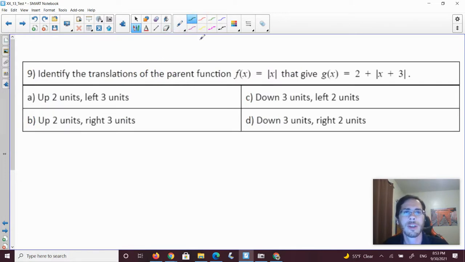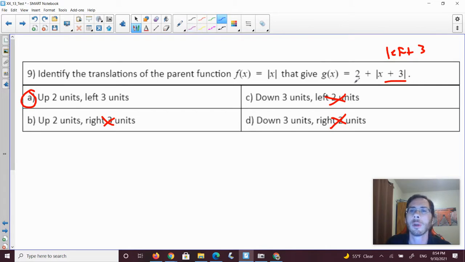For 9, we need to identify all the translations of the absolute value of x that give us 2 plus the absolute value of x plus 3. So again, in here, we've got to do the opposite. So plus is going to move us to the left. So we're going to go left 3. So this is left 2, that's right 2, that's right 3. There's only one choice. Okay, well, I guess we're picking A at this point.